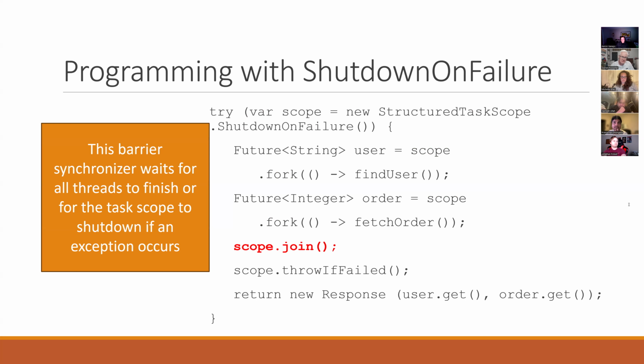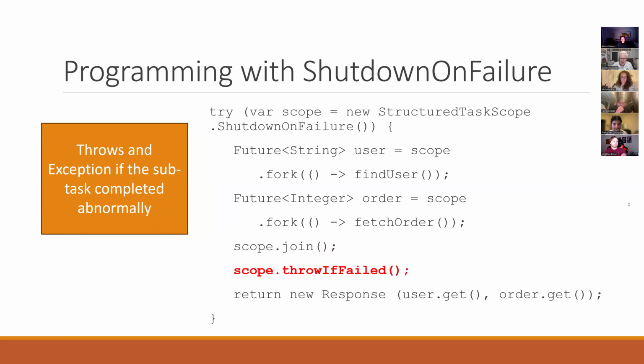If an exception occurs, then I can use throw if failed. What this will do is throw an exception. So if I don't put this in here, what will happen? If there's an exception in one of those subtasks, what will happen? Anyone? If I don't put throw if failed.